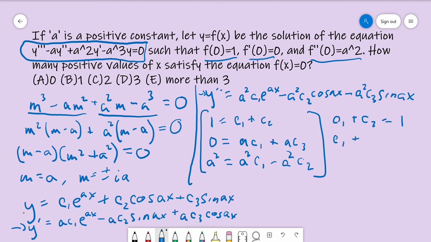c1 plus c3 equals 0. And c1 minus c2 equals 1. Well, if we add the first equation and the third equation, then the c2 cancels out, and we get 2 c1 equals 2, which means that c1 equals 1. Well, if c1 equals 1, then c2 has to equal 0. And c3 has to equal negative 1.